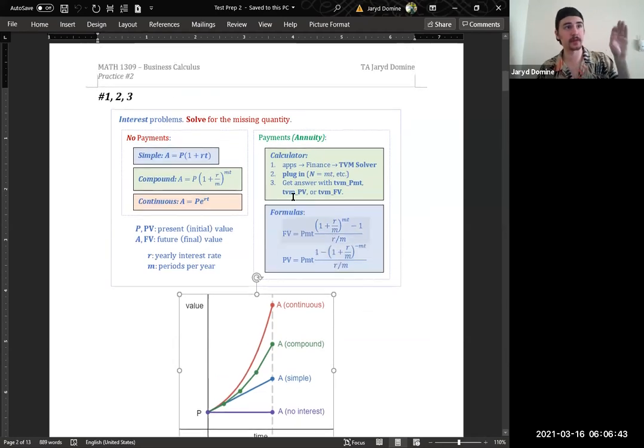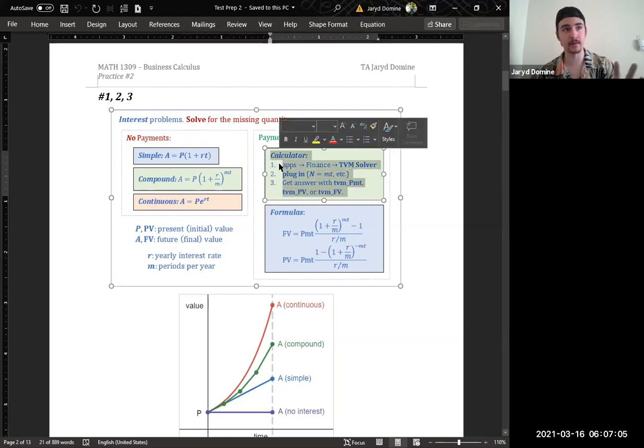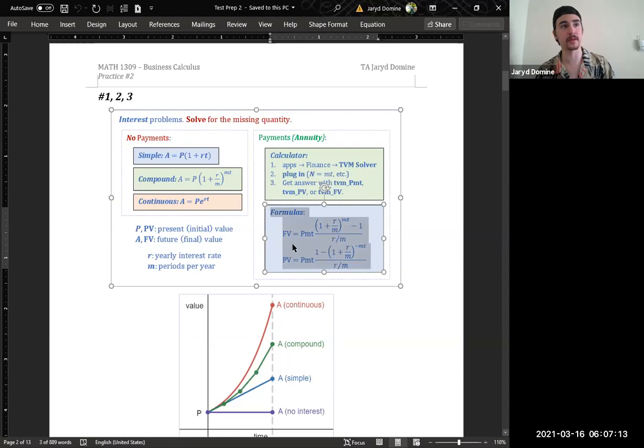But okay, so that's for non-payment problems. For payment problems, it's going to tell you that you're involving payments. It's going to ask you what the payment is, or it's going to tell you what the payment is. But it's going to involve payments. There are 2 ways to work these. I recommend your calculator. It's way quicker. You're less likely to make algebra mistakes. There's less to remember. And you're going to end up using your calculator with either one of these methods. So I just say use your calculator, use your finance apps to do these other problems.